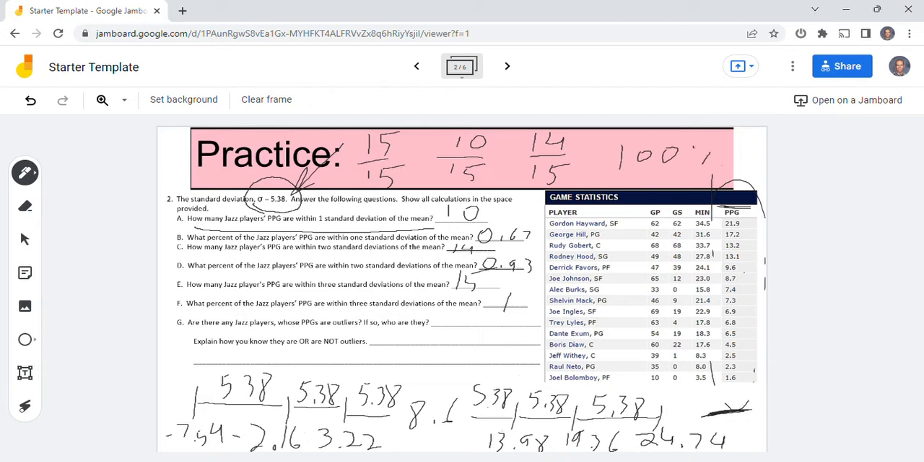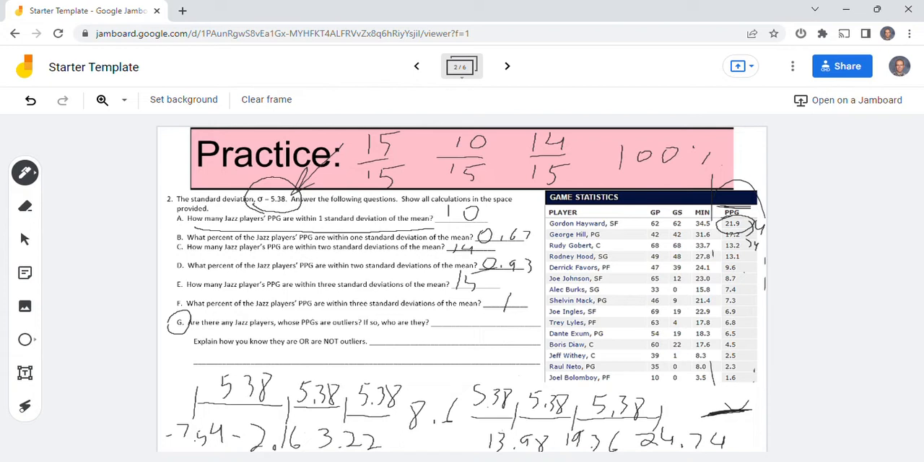Next question asks if there are any players that are outliers. Taking a look at this list, we could argue that Gordon Hayward is an outlier from all of the rest because he is a significant distance away from this next one. It's 4, and all of the others are fairly close. George Hill is about 4 away from here, so that would be an argument against Gordon Hayward being an outlier. So you could go either way.